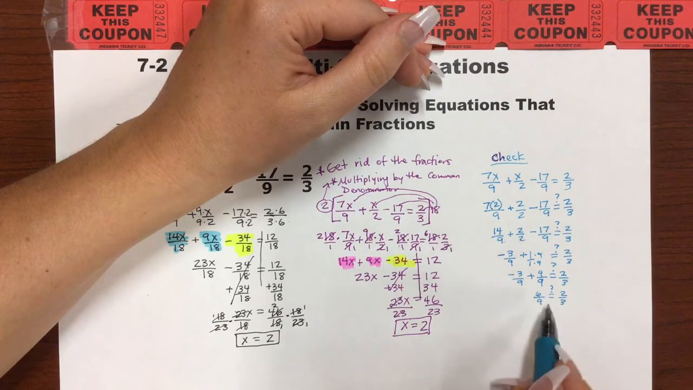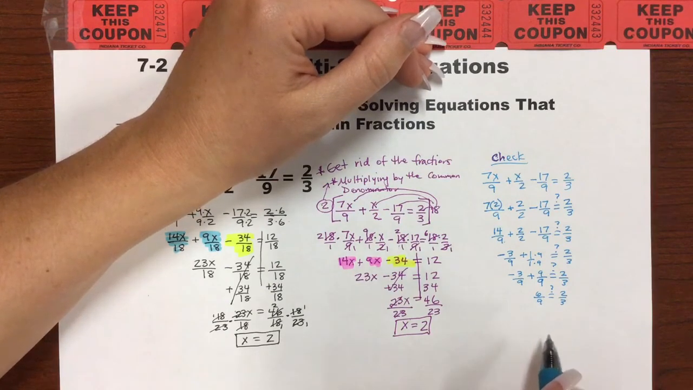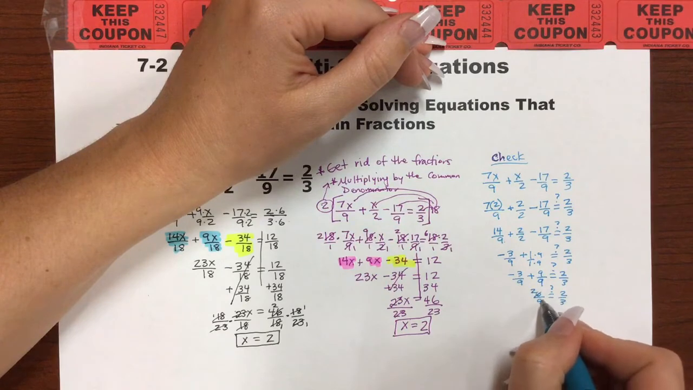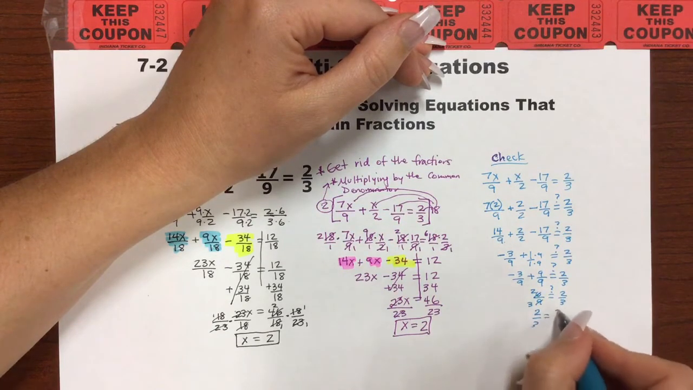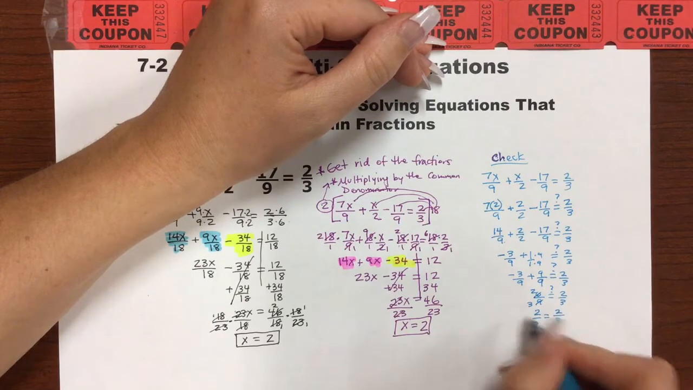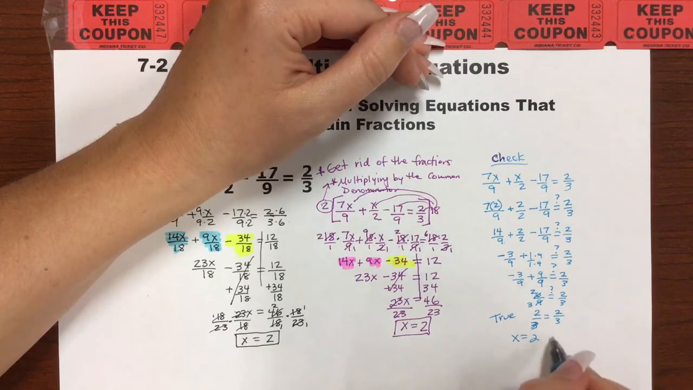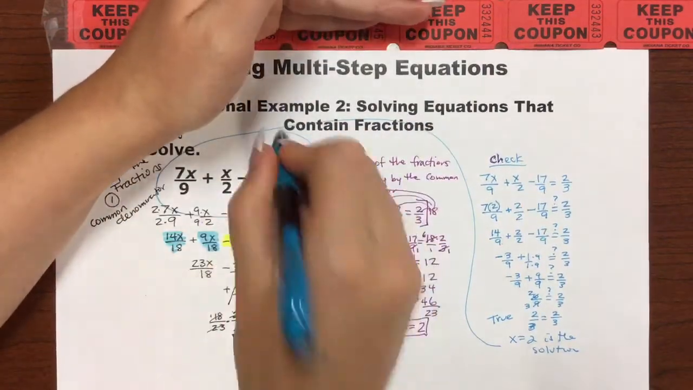And then we just need to simplify this. Is there any common factor between 6 and 9? I would say yes, it is 3. 3 goes into 6 2 times. 3 goes into 9 3 times. So we have 2/3 equaling 2/3, which means this is a true statement, which means x equals 2 is the solution to this big old equation right all the way over there.